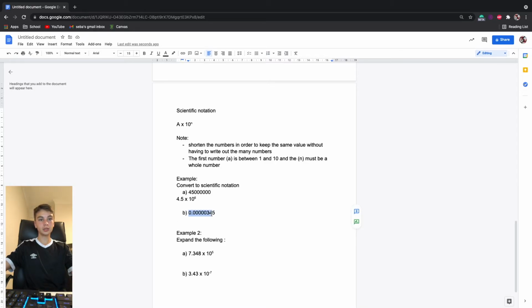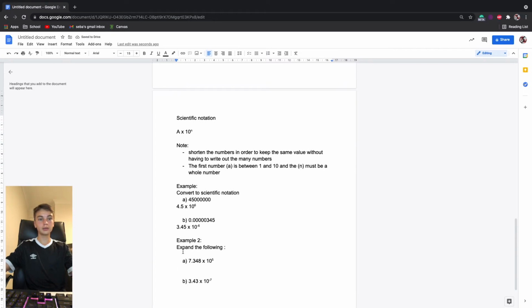Decimals is a bit trickier. It's the same concept, but instead of the whole number n being positive, it is negative. So we look at 3, 4, 5 first. 3.45 would be in between 1 and 10. And we times that by 10 to the power of n, and in this case the n is 1, 2, 3, 4, 5, 6. So negative 6 as well. Negative 6.